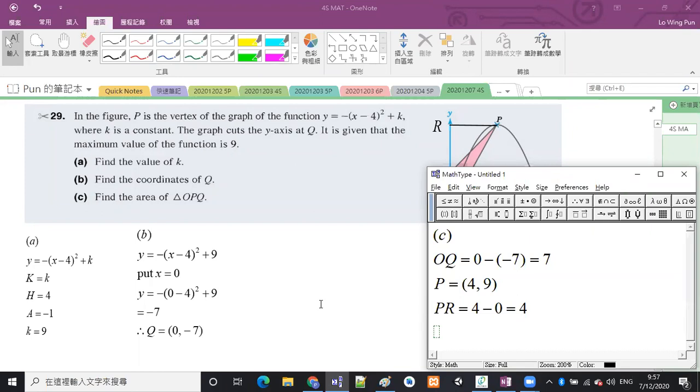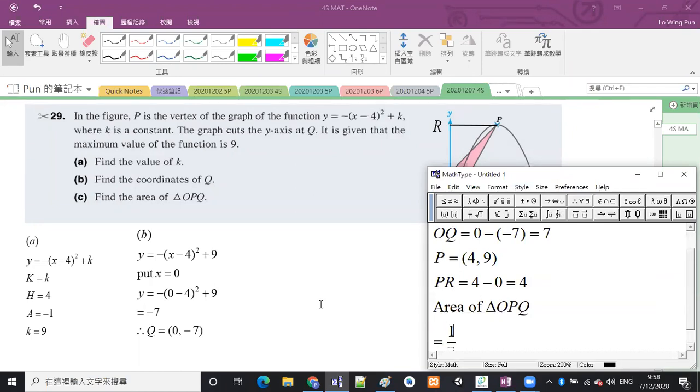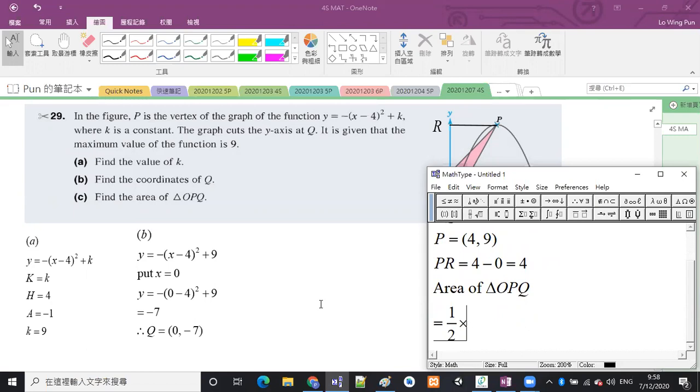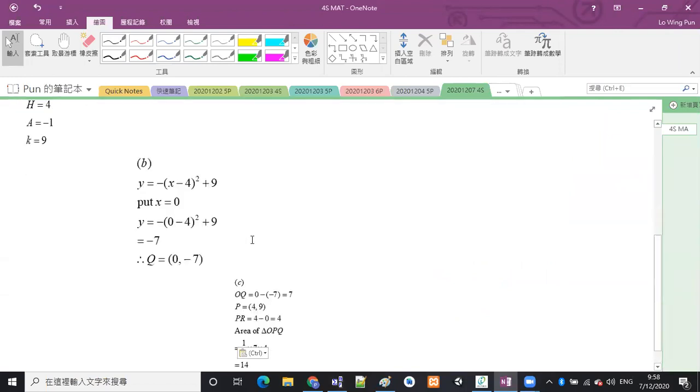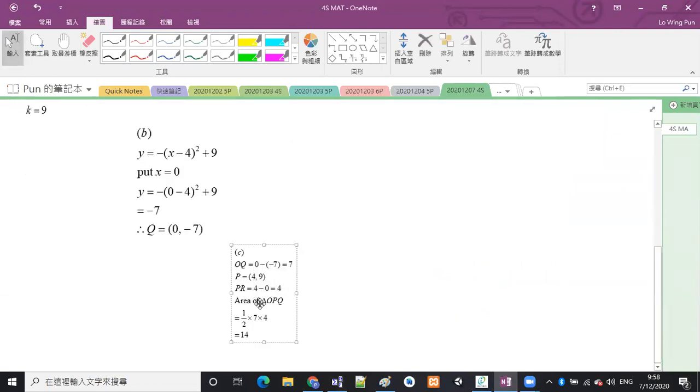And now we have the base OQ, we have the height PR, therefore we can write down the area of triangle OPQ. So that should be 1/2 times the base, that is 7, times the height, that is 4. So the answer will be equal to 14. Okay, so that is the area of triangle OPQ, like this.